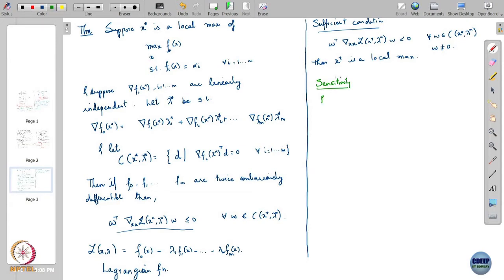Sensitivity is for small changes in constraints: what is the change in the optimal value? So for small changes in the right hand side of the constraint, what is the change in the optimal value? You can do this one constraint at a time also. You don't need to look at all constraints together. If you are changing only one constraint by a slight amount, you are basically just making a change in that particular component of alpha.